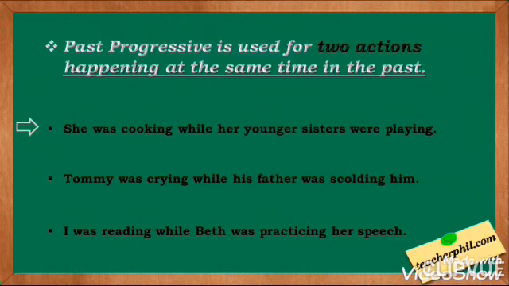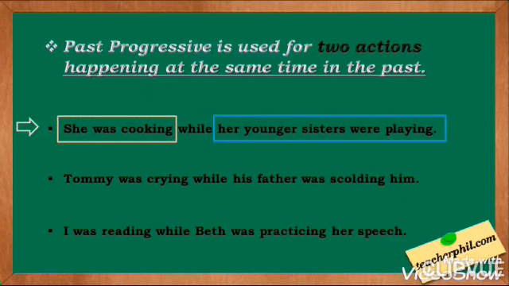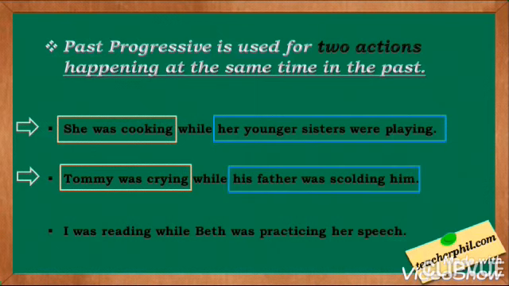She was cooking while her younger sisters were playing. Tommy was crying while his father was scolding him. I was reading while Beth was practicing her speech. In the first example, we have two actions that were happening in the past. They didn't cut or interrupt each other. They were happening at the same time. In the second example, Tommy was crying, and his father was scolding him. They were happening at the same time in the past.